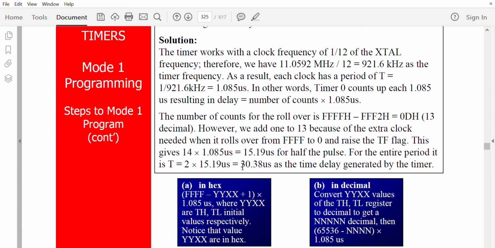That answer multiplied by 1.085 microsecond will give you the half period. For the entire period, just multiply it by 2. So that is the time delay generated by the timer. That is a general way of putting it. You can either compute it in hex or in decimal.